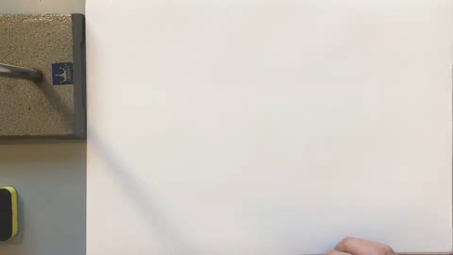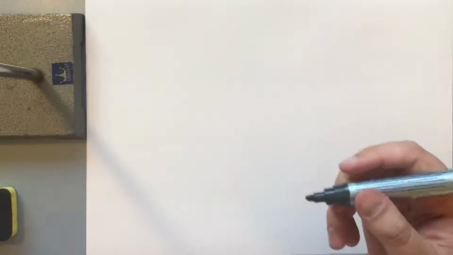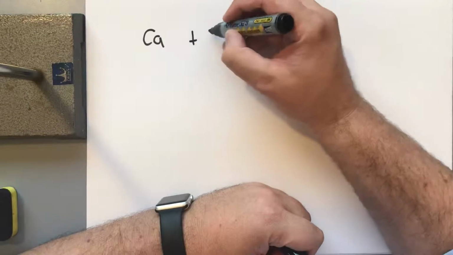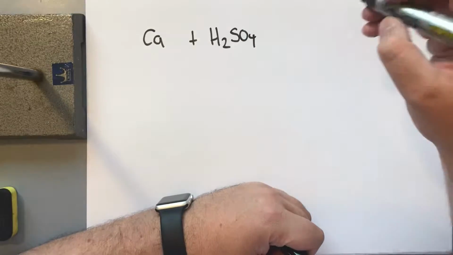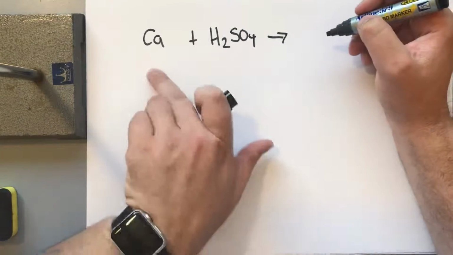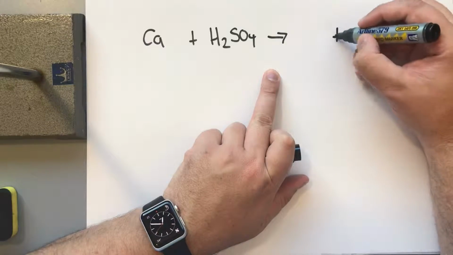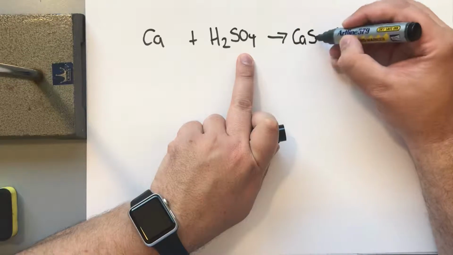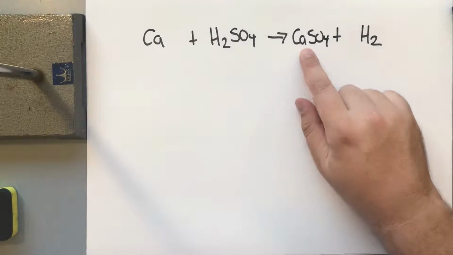Let's look now at the next one on our sheet, which is calcium and sulfuric acid. So calcium is Ca and sulfuric acid is H2SO4. Now we know it's going to give us hydrogen gas, which will then leave calcium and sulfate as our salt. Now we need to make sure that this is balanced.